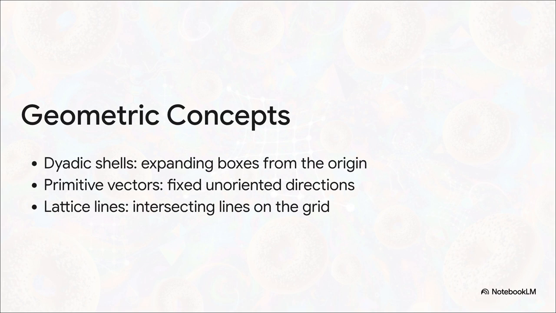Second, primitive vectors. These are essentially fixed, unoriented directions across the grid. And third, lattice lines, running along these exact directions. By analyzing the expected number of random bagels falling onto any given lattice line within those dyadic shells, Gaussal could mathematically predict exactly how many accidental three-in-a-line clusters would form. It's kind of like calculating the expected rate of cosmic traffic jams.